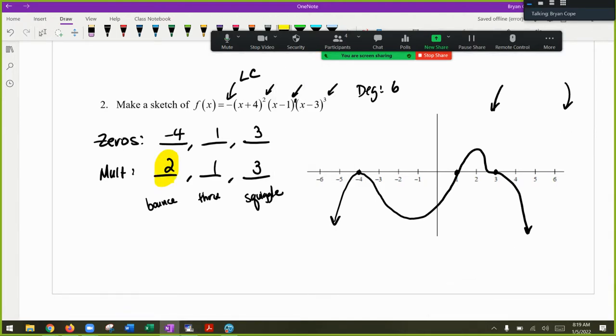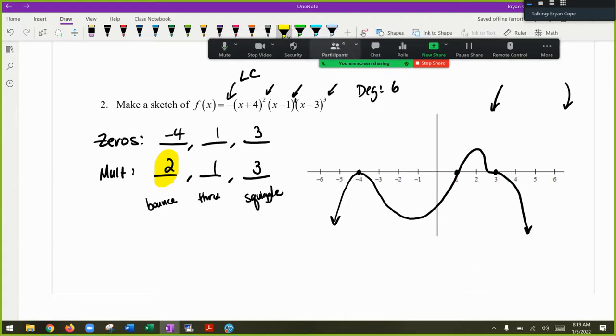Even multiplicity means bounce. The odd multiplicity means it's going to go through, kind of acting like a line. And the odd multiplicity that's 3 means it's going to go through but act like a cubic, right? It's going to do that little squiggle. Now, how do I know that it opens down on both ends? Okay, that's another piece. Well, that's because of that negative leading coefficient I talked about.